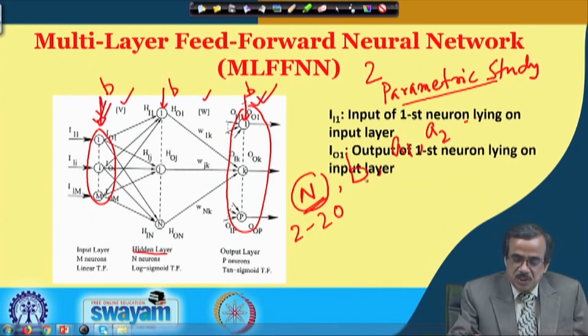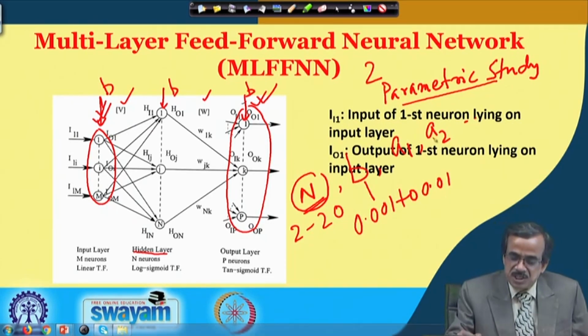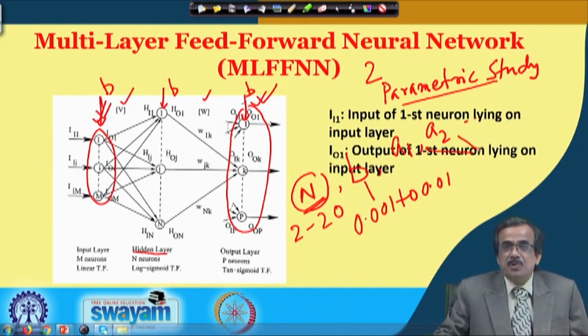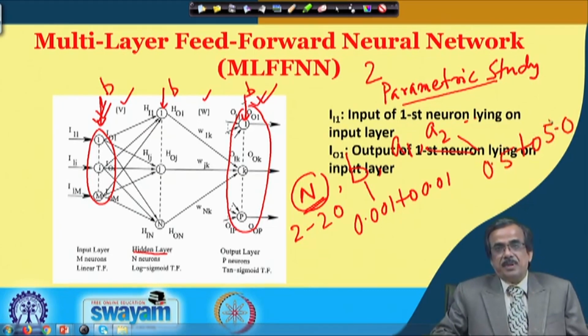Now, supposing that I am going to put the range for n as 2 to 20. I can also put the range for this b, so maybe it is 0.001 to 0.01, something like this, and for A 1 and A 2 I can also put the range, so maybe it is 0.5 to 5.0 and so on.